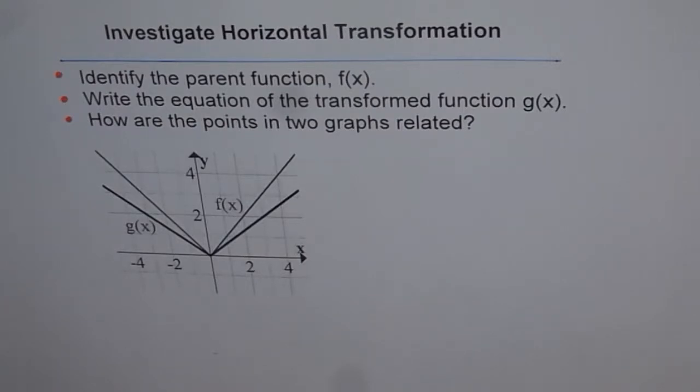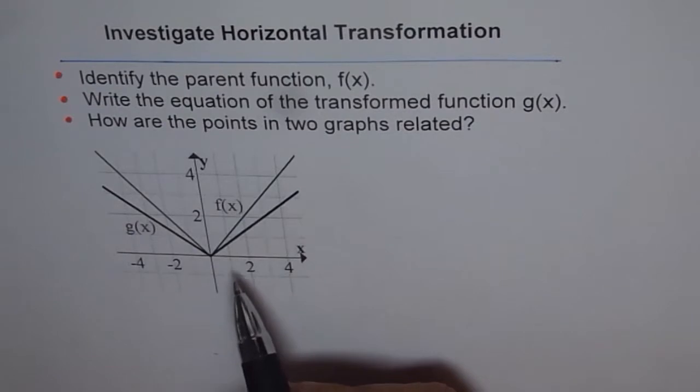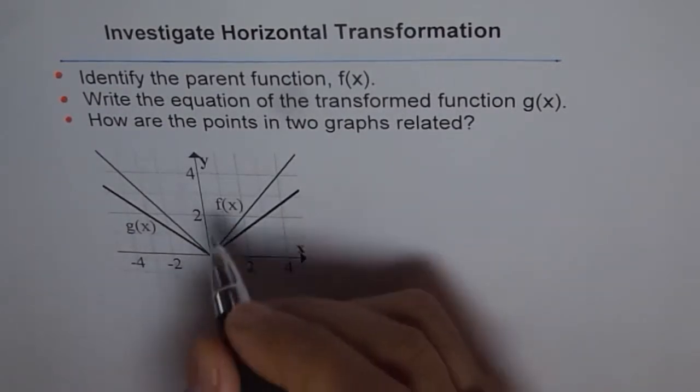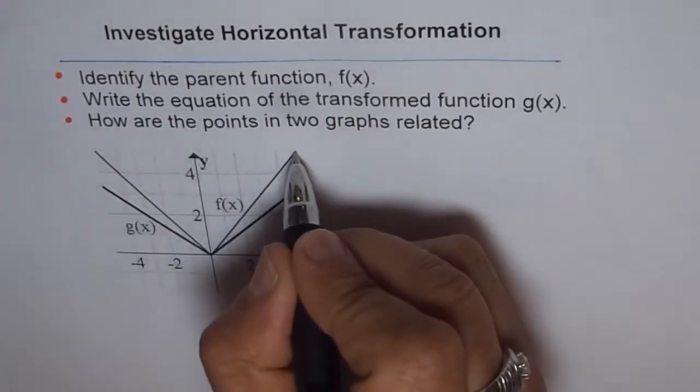So whenever I want to change the question, I will rewrite or I'll add on to what I've already written. So let's investigate this particular graph. What do you think this graph is about? F of x is an absolute function here, right? This is f of x, right?